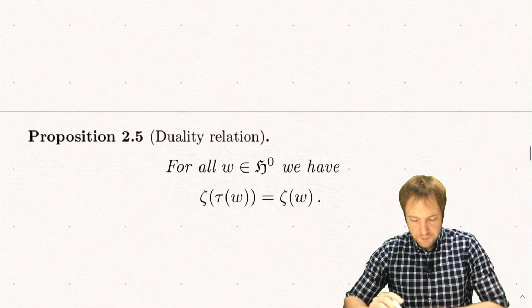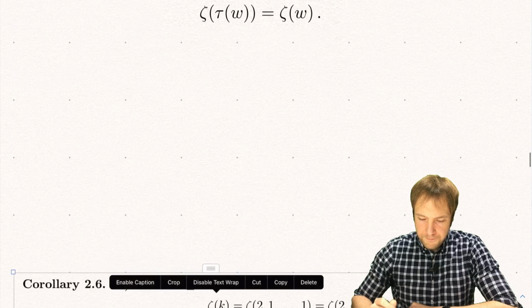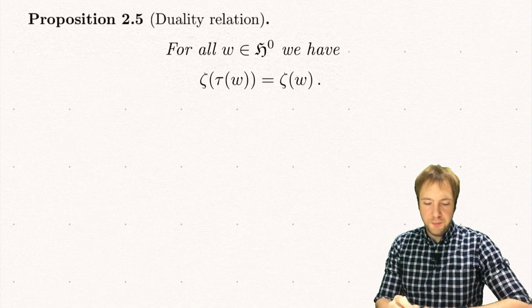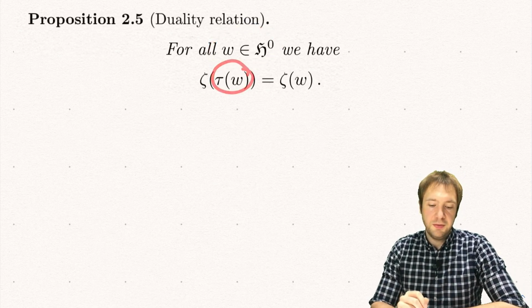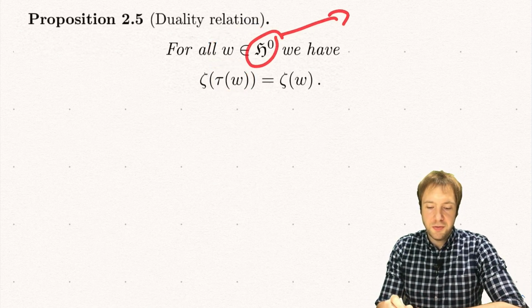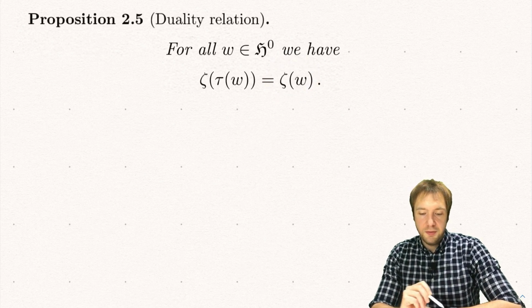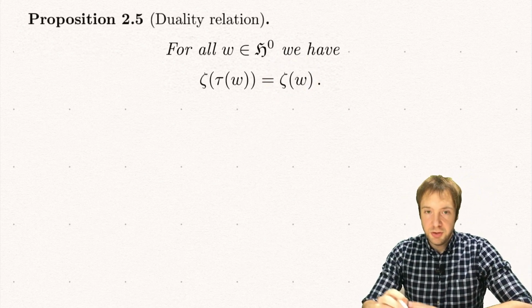So we want to have this here. So the statement is, for any admissible word w in H0, zeta, this zeta map which goes from H0 to the space of multi-zetas, zeta of tau w is just zeta of w. And the proof is just a change of variables like we did before.